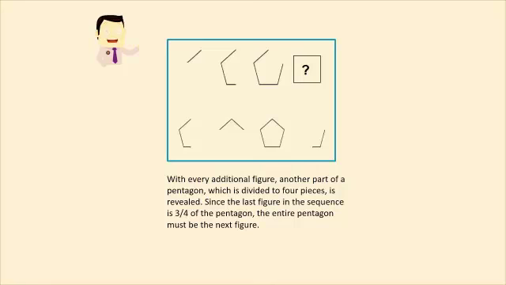With every additional figure, another part of a pentagon, which is divided to 4 pieces, is revealed. Since the last figure in the sequence is 3 parts of 4, the entire pentagon must be the next figure.